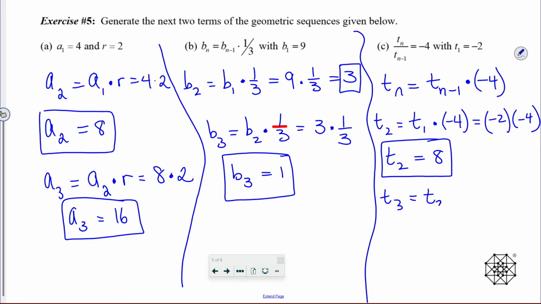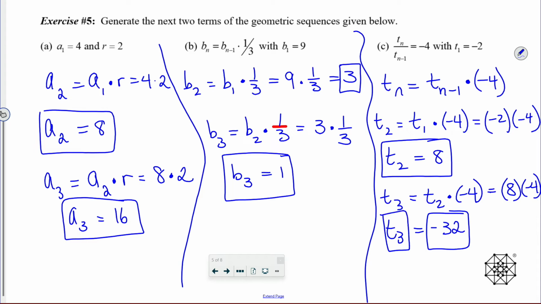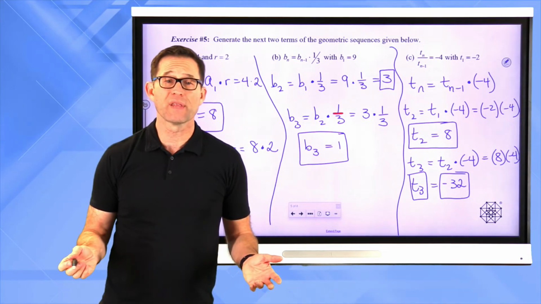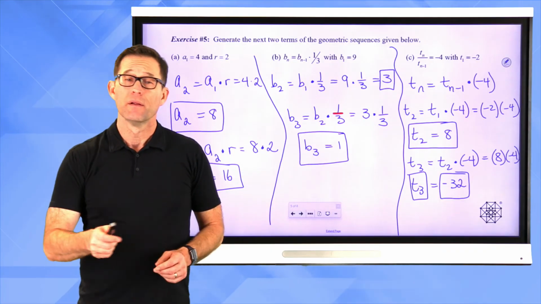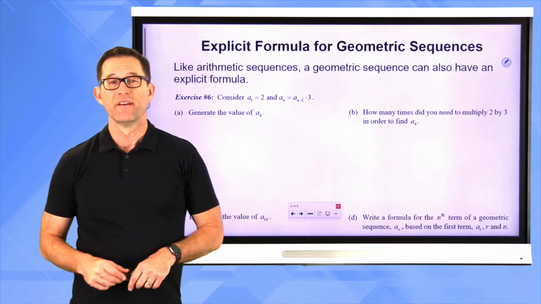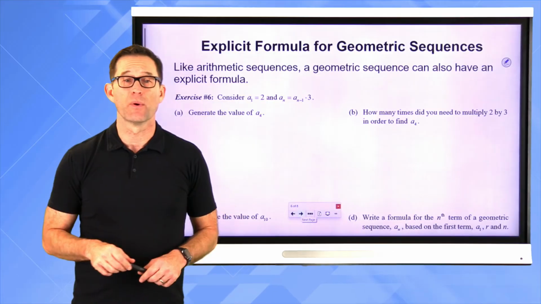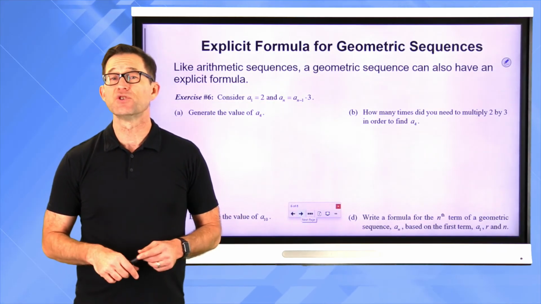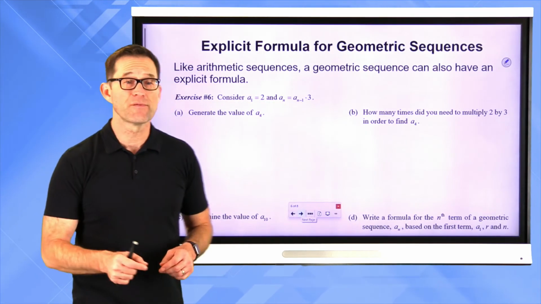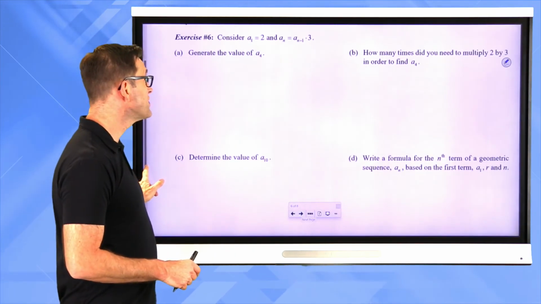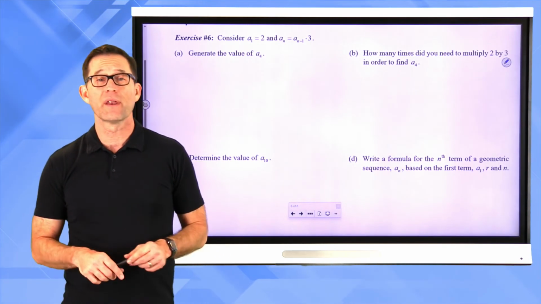T3 is going to be equal to T2 times -4, and that's equal to 8 times -4. So T3 is going to be -32. All right, simple as that. No big deal here. Let's keep going. An explicit formula for geometric sequences. Like arithmetic sequences, a geometric sequence can also have an explicit formula. And it's going to be very similar to what we did before. Let's take a look at exercise number 6.